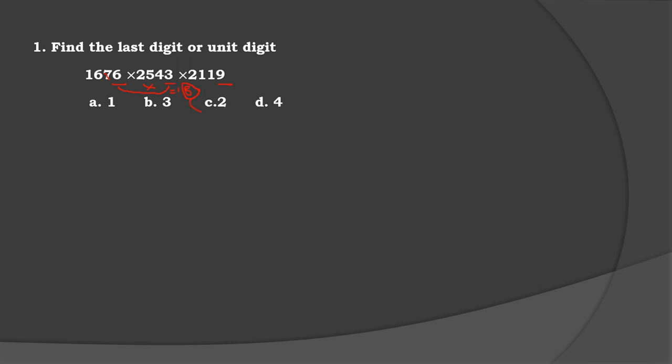Now 8 multiplied with 9. How much are we getting? 8 nines are 72. What is the last digit? 2 is the last digit in this expression.